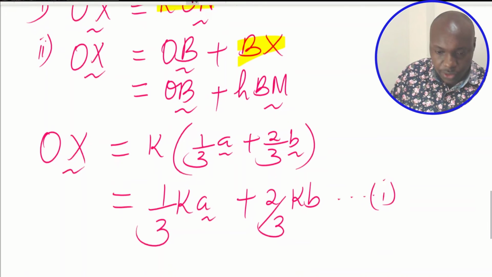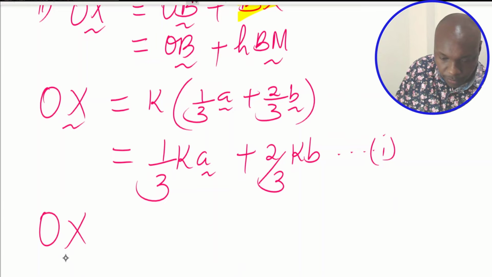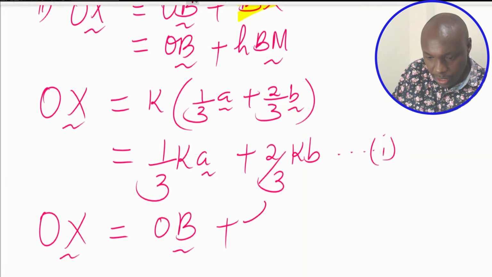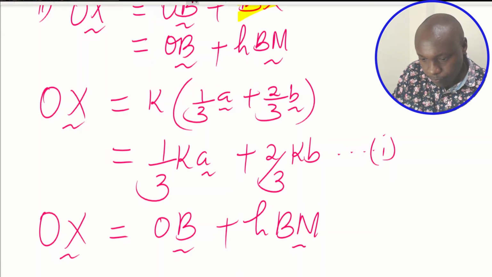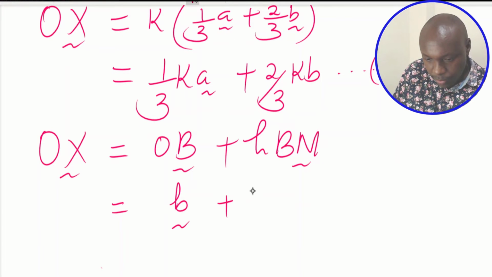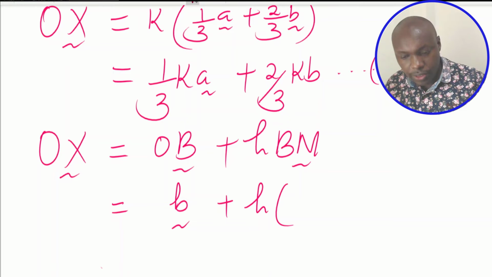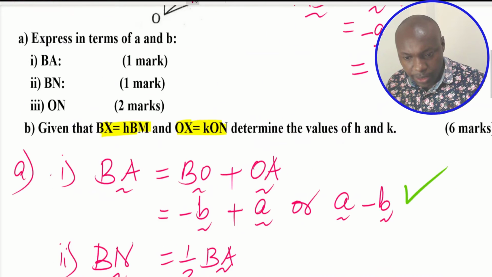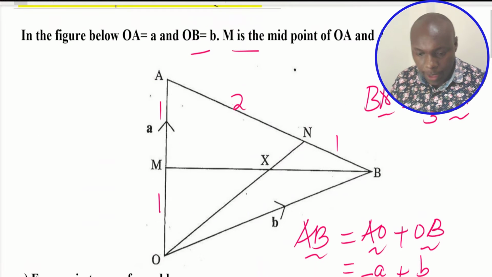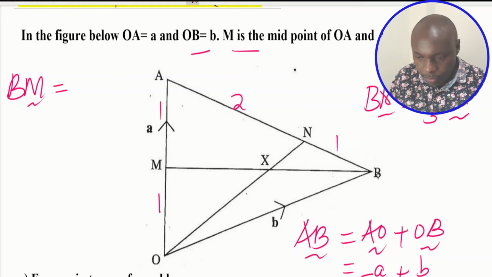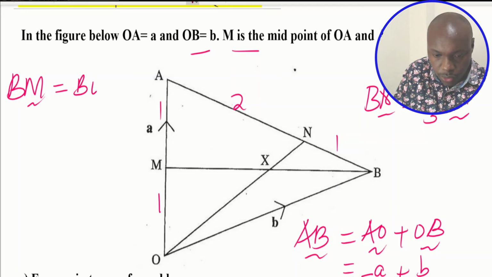Let's go to the second expression of OX. OX is equal to OB plus HBM. Vector OB is given as B, that one is not a problem. Then we have to get vector BM. How do we get vector BM? How do we move from B to M? We can move from B to O, given by BO plus OM.